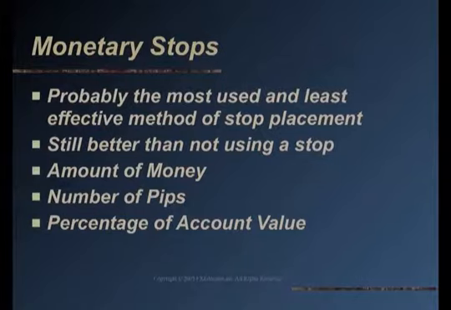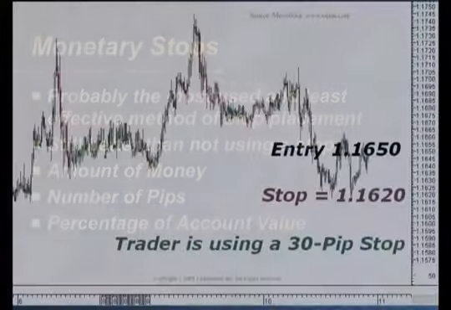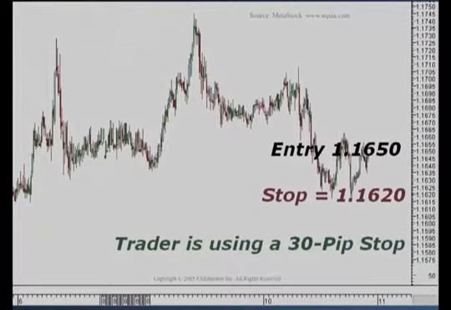But normally it's the number of pips. I hear it all the time. Ed, how far away should I place the stop? How many pips? Now on this chart you can see that the trader is simply using a 30 pip stop. And really it doesn't make a lot of sense to use a particular number of pips. And the reason why is very simple. Different currency pairs have widely different volatilities.